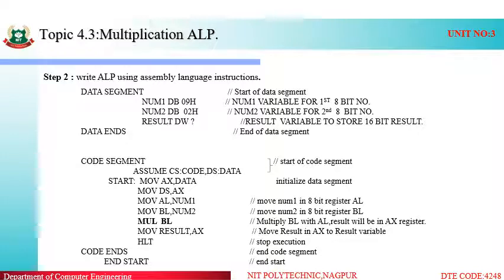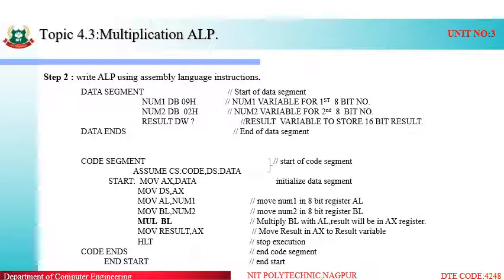In the next step we use the instruction MOV again, because we have to move the second number into a register. All the operations in 8086 we have to perform inside the registers, therefore in the first step we have to move that particular data into the respective registers. So MOV BL, num2, that means num2 will be moved into BL register. Now both the numbers are in registers AL and BL.